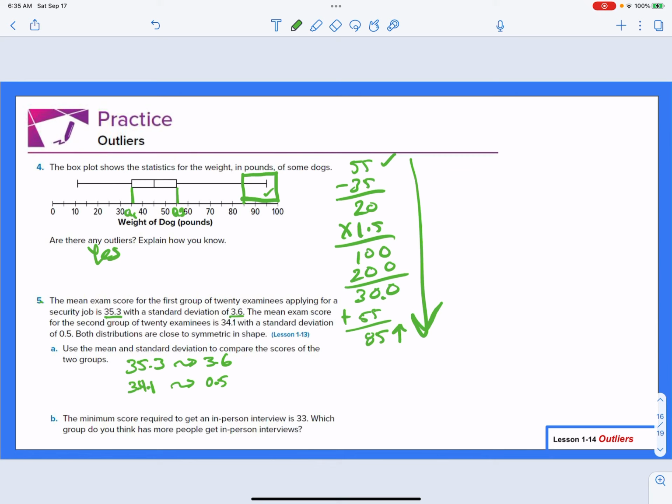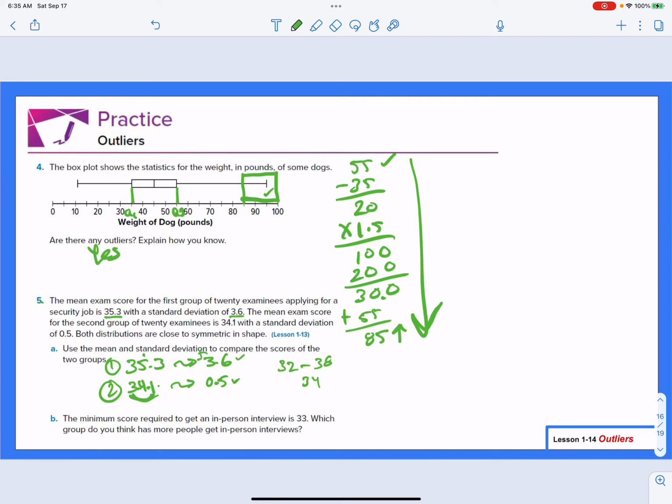Use the mean and standard deviation to compare the scores of the two groups. Okay, so with group 1, we have a higher mean. Group 2 has a lower mean. But that higher mean also comes with a greater variability based upon the standard deviation. This low mean has less variability, which means most of the values are right around that same spot. So most people in group 2 are around 34, whereas in group 1, you could have anywhere from 32 up to 38, if you were to make a plus or minus with 3.6.